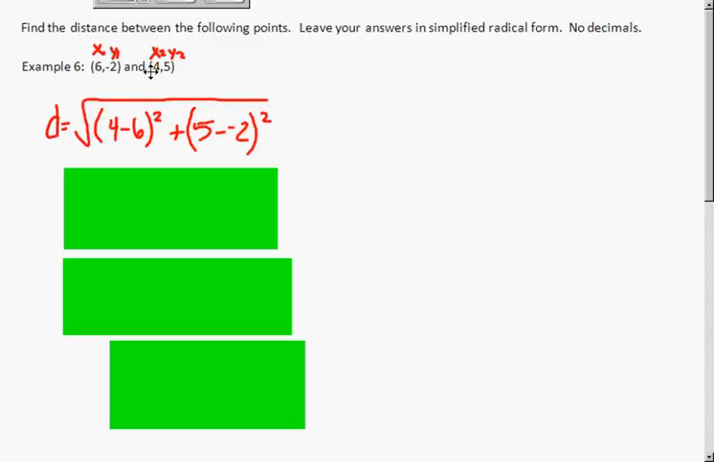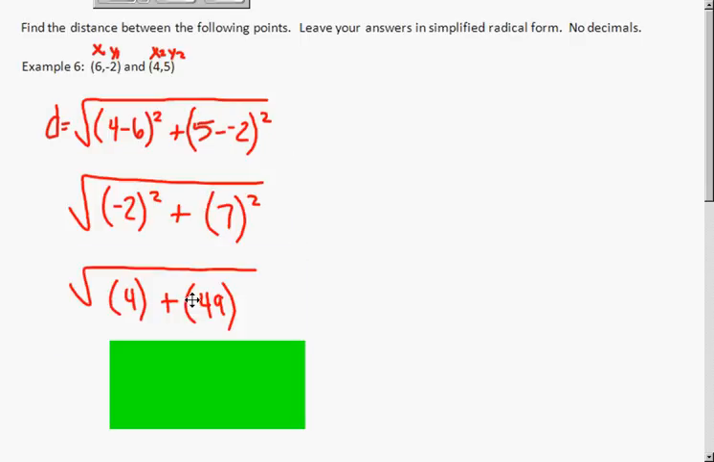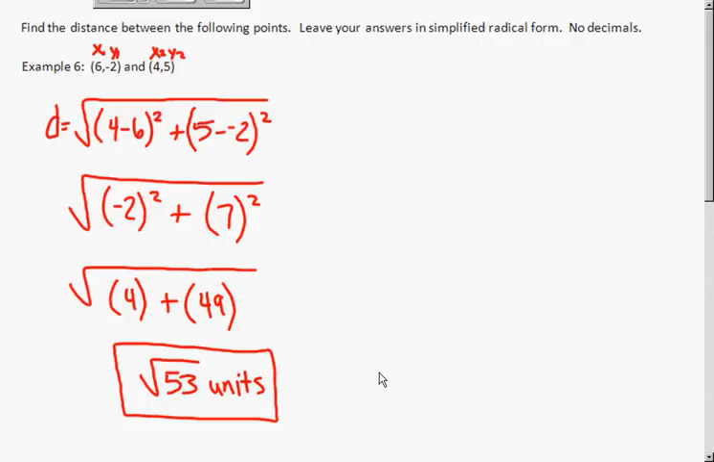We substitute 4 in for x2 minus 6 in for x1, square it, plus 5 in for y2, minus negative 2 in for y1, and we square it. Do your computation. Negative 2 squared plus 7 squared. We come up with 4 plus 49, which gives us the square root of 53, and that would be units, and the square root of 53 would not be able to be simplified.